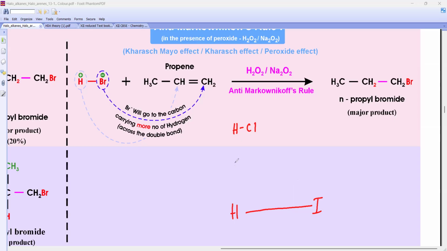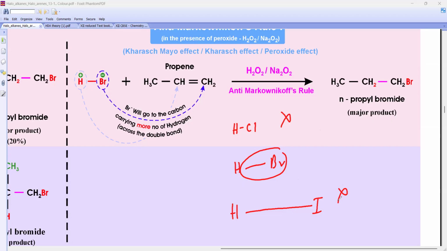So who has the ideal size for formation of free radical? HBr. Who has the ideal size? So this is not possible with these two, because it will not help to generate the electrophile. Who is generating the electrophile? Peroxide is generating the electrophile.